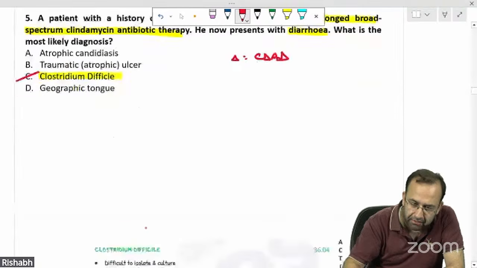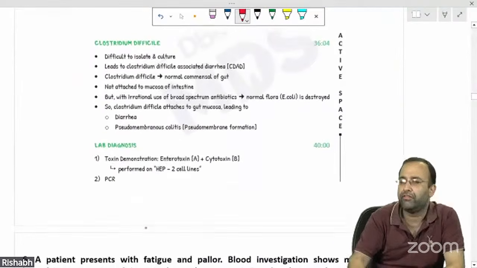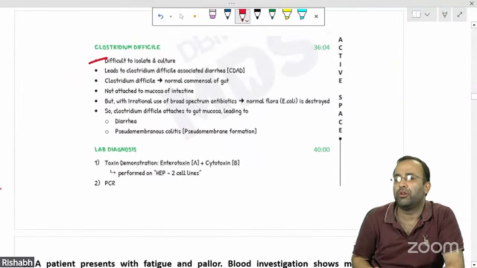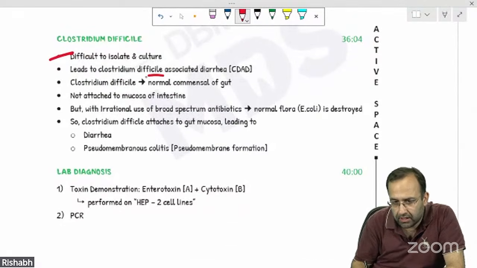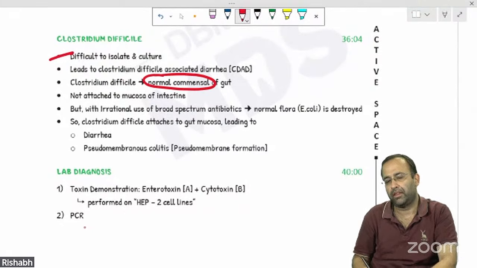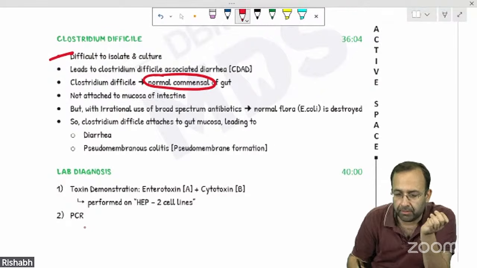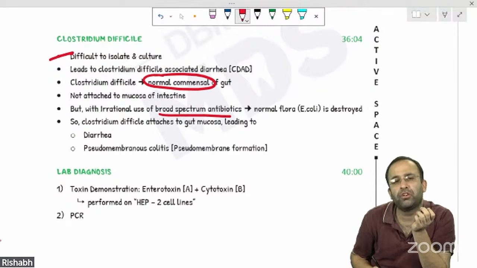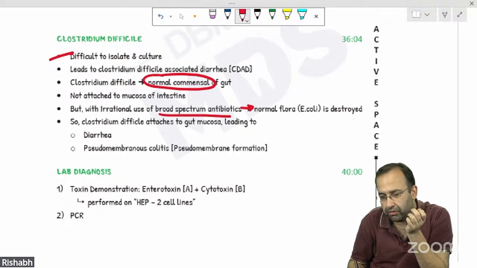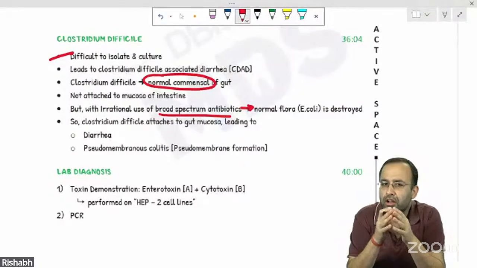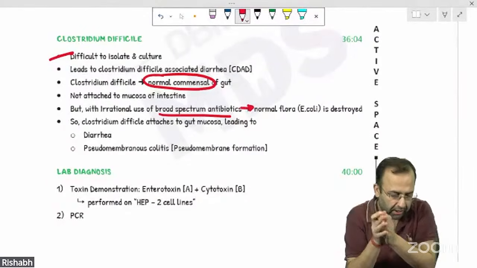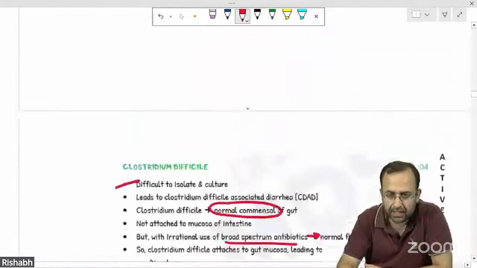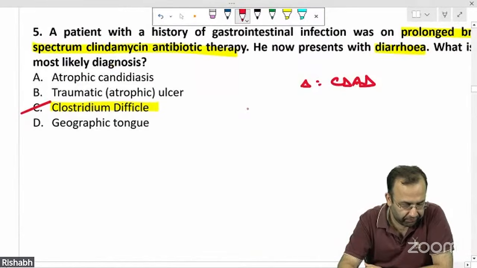We had seen why it is called difficile, because it is difficult to isolate and grow. We had already seen that Clostridium difficile is a normal commensal of the gut. When we use broad spectrum antibiotics, it kills the normal flora, that is, it kills the E. coli. So Clostridium difficile binds to the gut mucosa leading to diarrhea. That is CDAD.